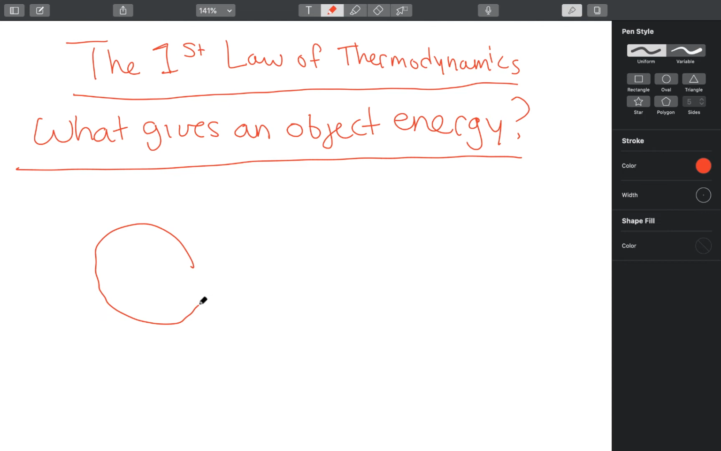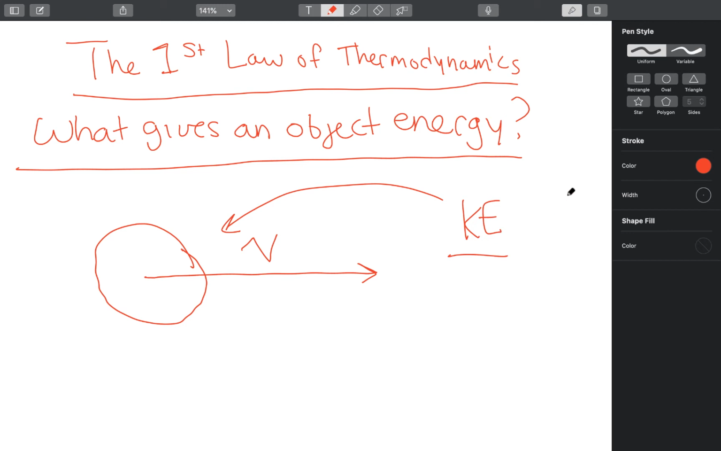So one type of energy that an object has is associated with motion. So imagine a ball soaring through the air at a certain velocity. The energy associated with this ball is kinetic energy, or the energy associated with motion. And the kinetic energy of this ball is equal to the mass of the ball times the velocity squared over 2.